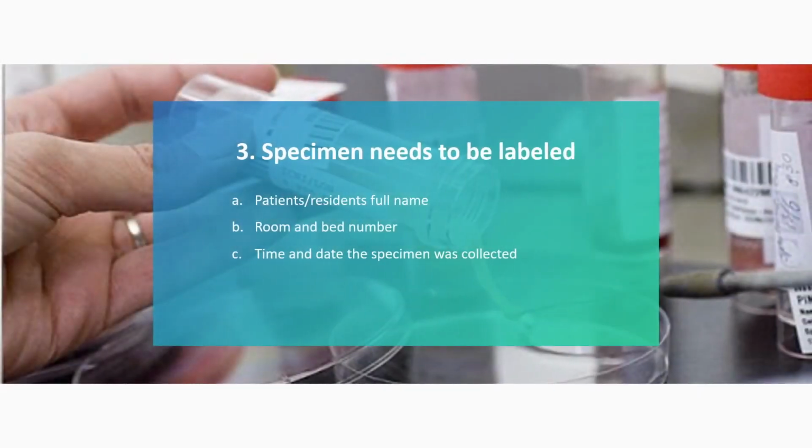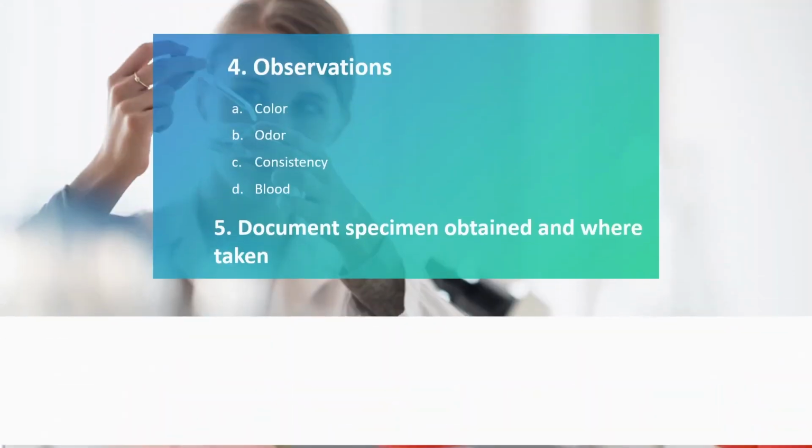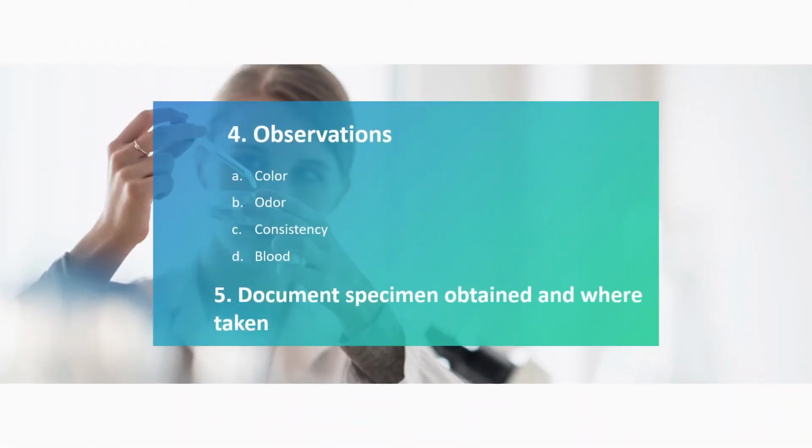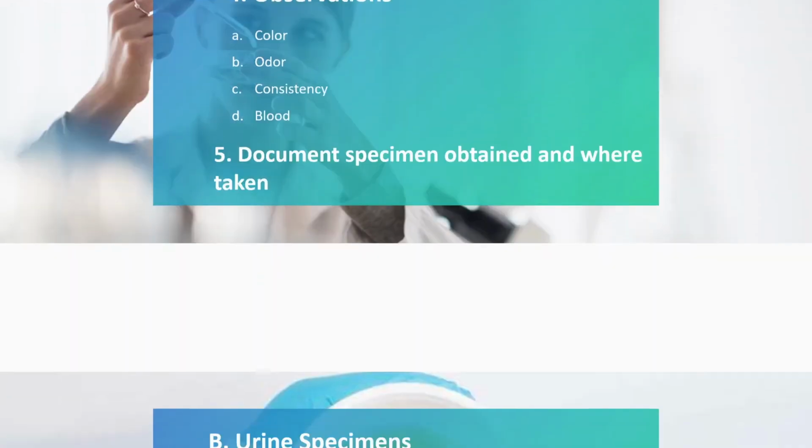Specimen needs to be labeled with the patient's or resident's full name, room and bed number, time and date the specimen was collected. Observations: color, odor, consistency, blood. Document the specimen obtained and where taken.